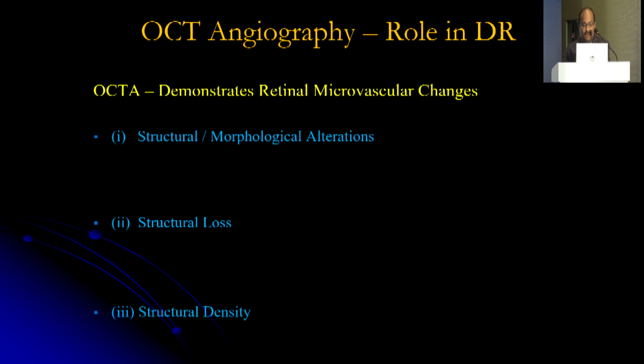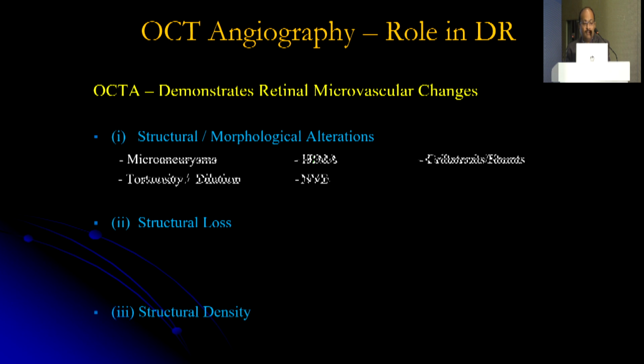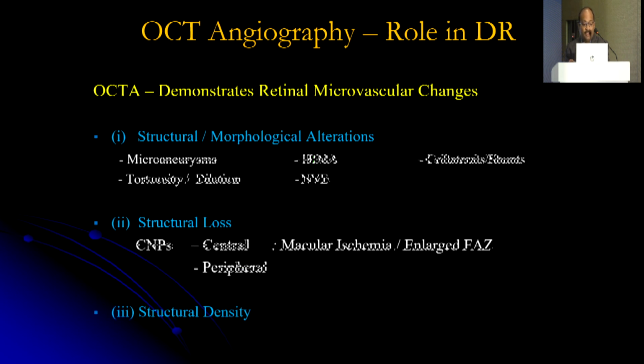These can be structural or morphological alterations in the form of showing up better microaneurysms, tortuous dilatation, IRMA, NV, collateral shunts, but also demonstrating structural loss in terms of showing up the capillary non-perfusion areas centrally, which is macular ischemia or an enlarged FAZ, or peripherally. And also different indices for looking at structural density, such as perifoveal capillary density, which is fairly popular.